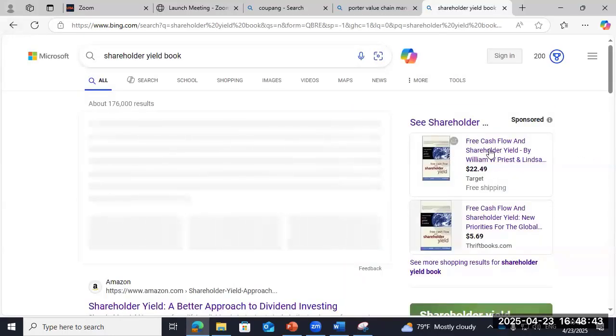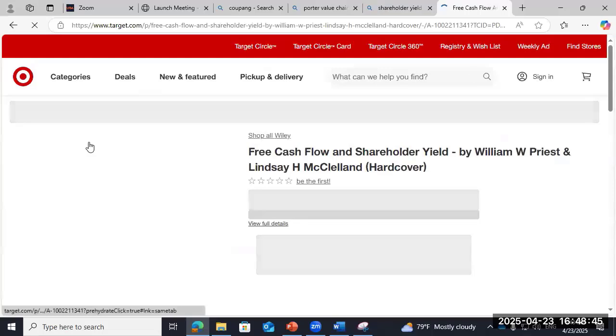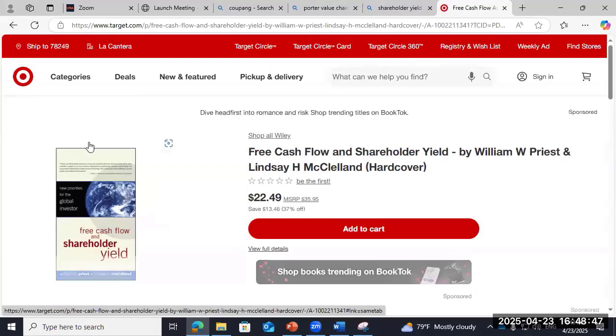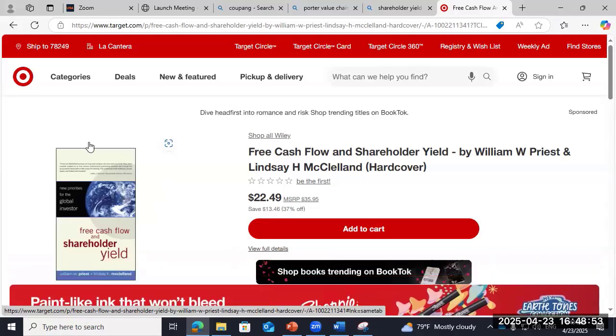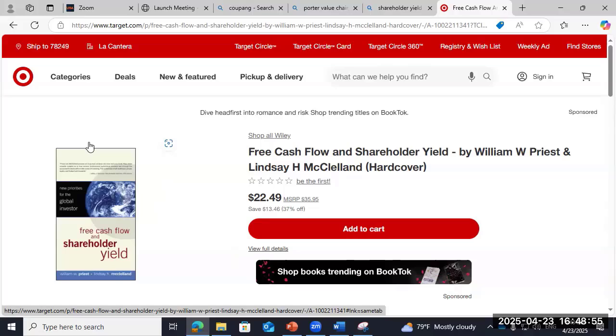Surely it will come up. Here it is. This is a great book. It's a short book. But their whole philosophy is they want to buy firms that are producing a lot of free cash flow. But their theory is free cash flow is hard to measure. But what is not hard to measure is how free cash flow is deployed.